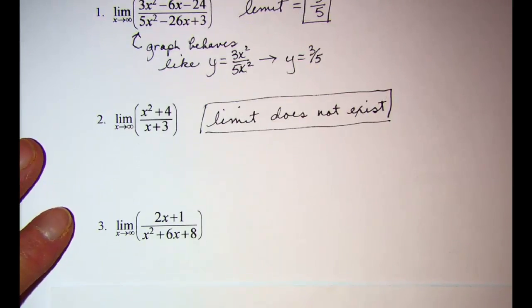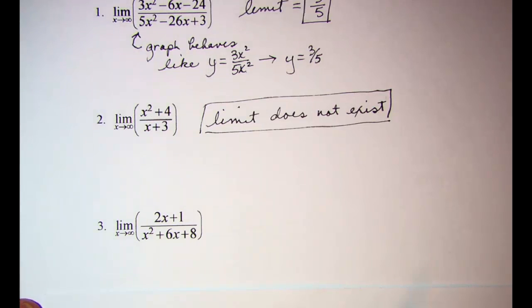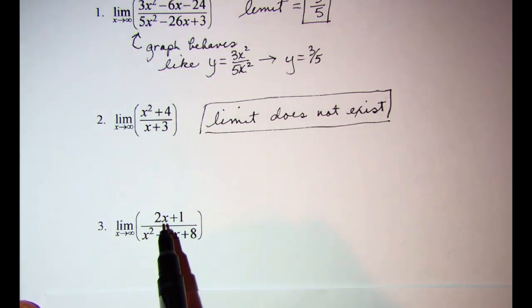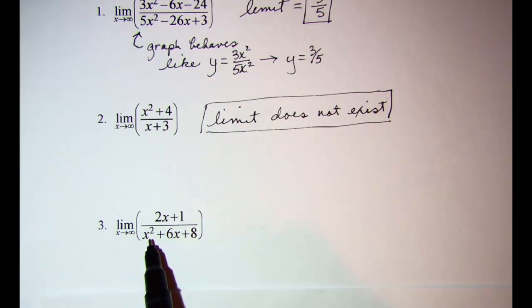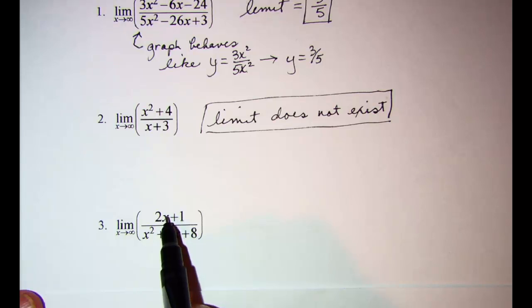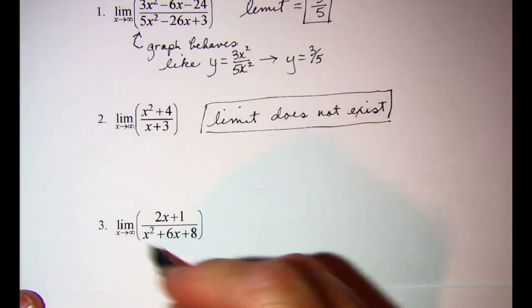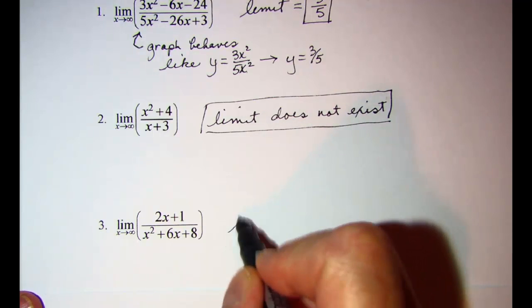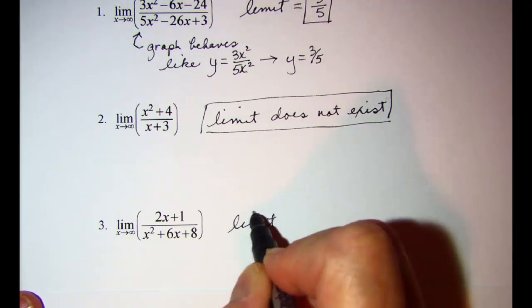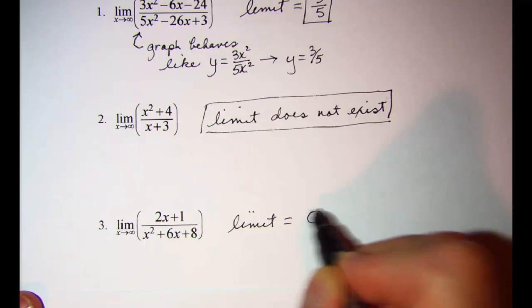Look at one last example. The degree of the numerator is 1, the degree of the denominator is 2. Since the degree of the denominator is more than the degree of the numerator, the limit of this expression as x approaches infinity is equal to 0.